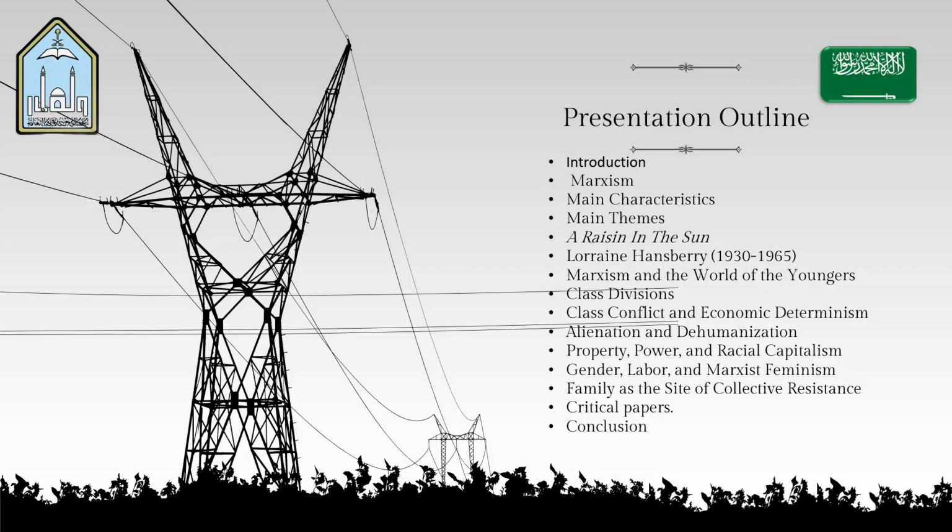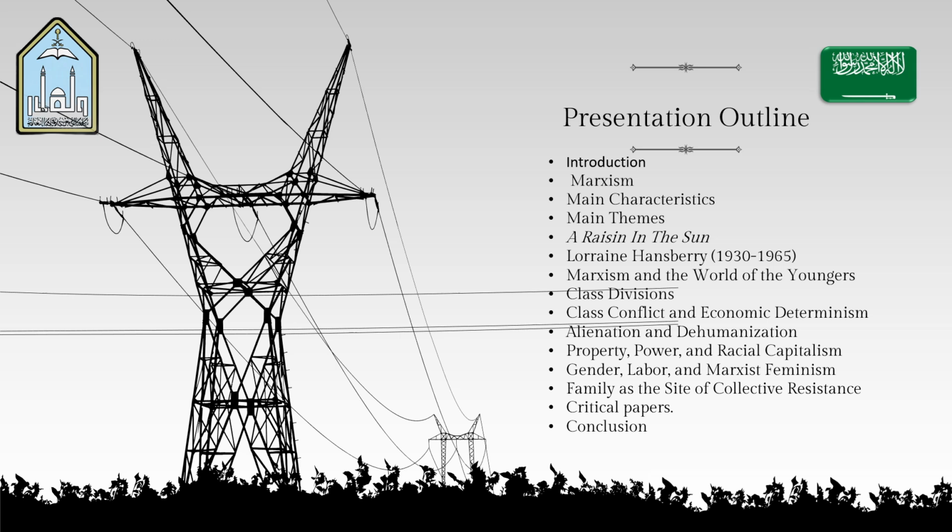This is my presentation outline. First, I have, of course, the introduction and then Marxism. I'll be explaining and defining Marxism, and then main characteristics, main themes. Then I'll be talking about A Raisin in the Sun, the play. Then I'll be talking about the playwright or dramatist, Lorraine Hansberry. Then the Marxism and the world of the Youngers. Here I'll be applying Marxism to the play. Then I'll be talking about class division.